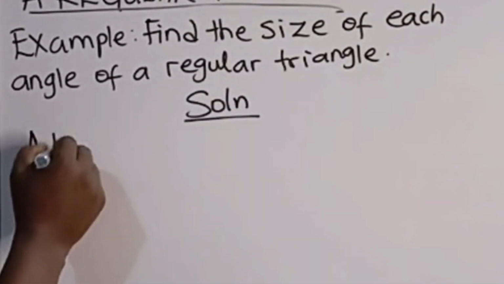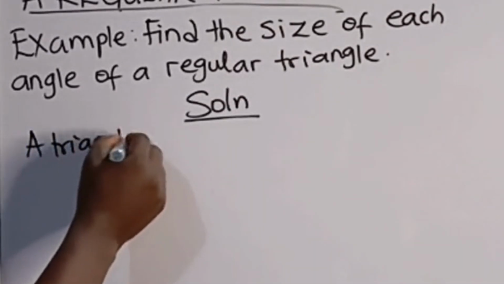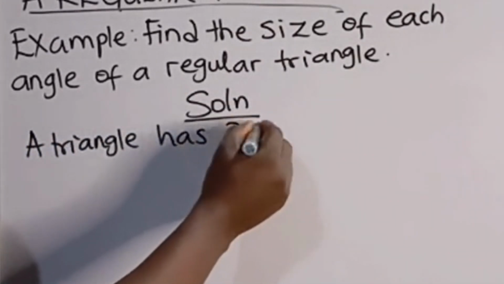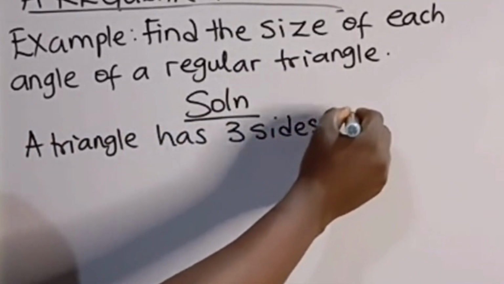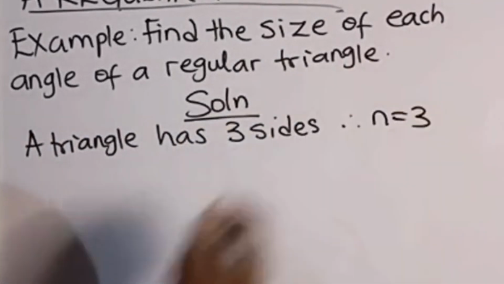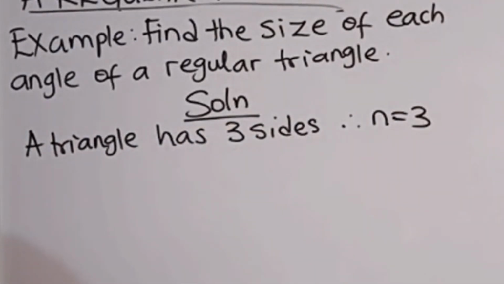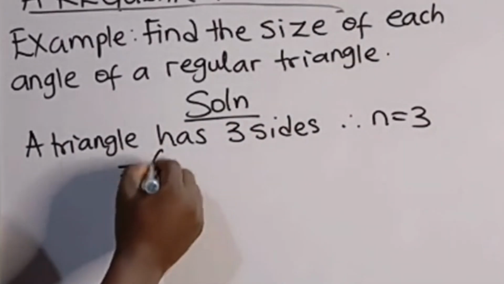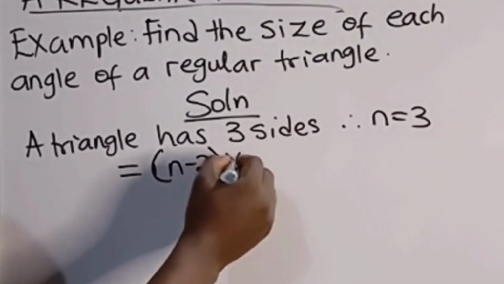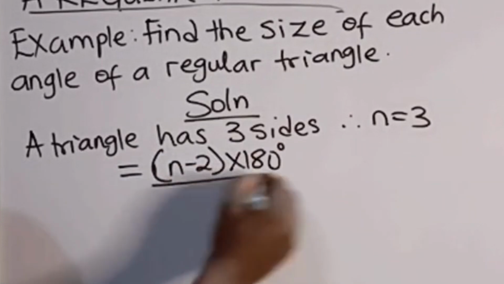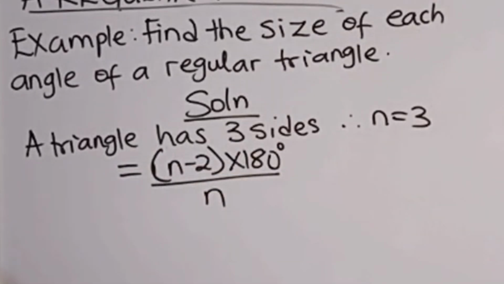a triangle has three sides, therefore n is equal to 3. So since a triangle has three sides, n is equal to 3. So using the formula, we have (n minus 2) times 180 degrees divided by n. So that gives you the size of each angle of a regular triangle.